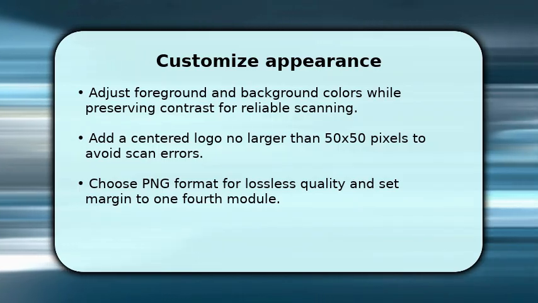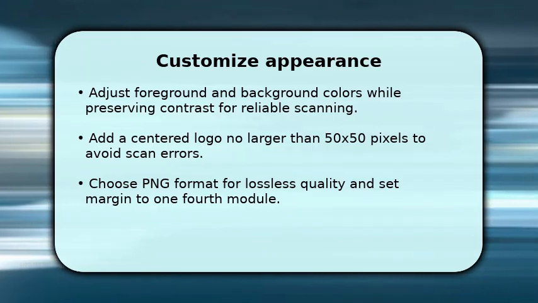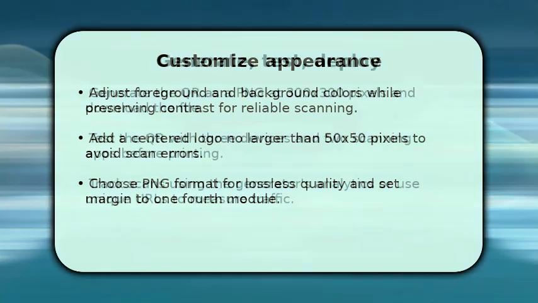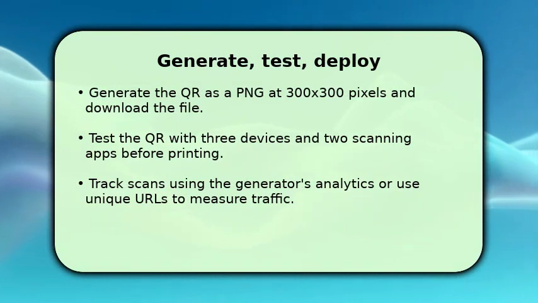Choose PNG format for lossless image quality and realism. Set the margin to 1/4 of a module to ensure quiet zone compliance with scanners. Generate the QR code as a PNG at 300 x 300 pixels and download the final file.